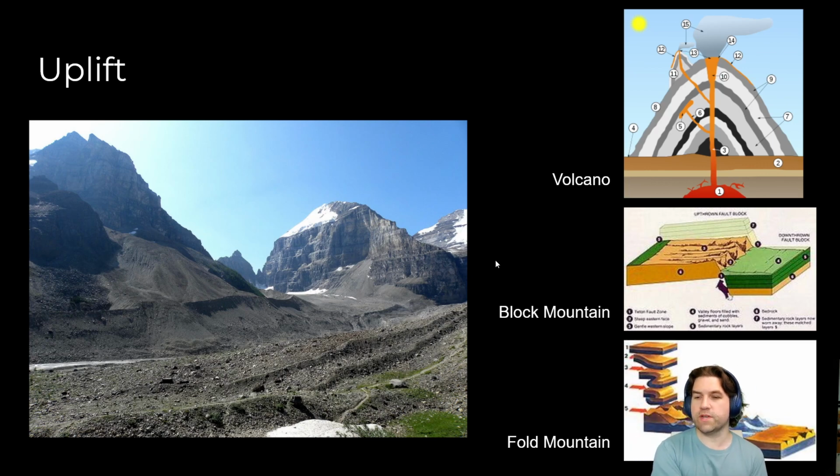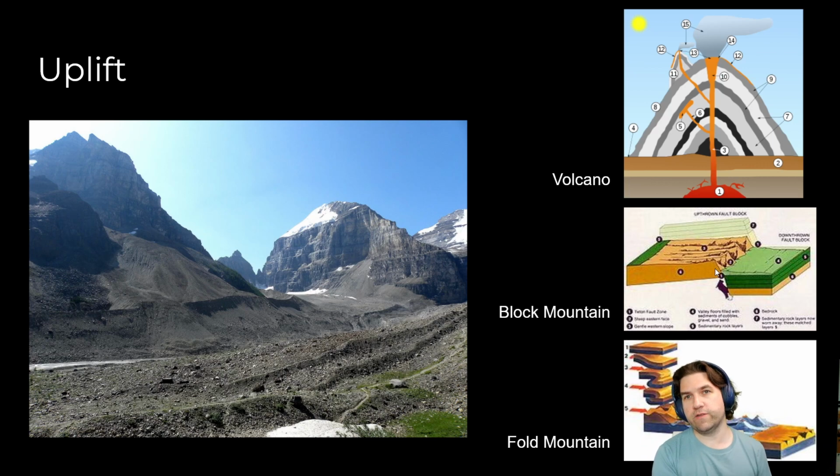There's other forms of uplift as well. For instance, a volcano is where magma will pool up from the earth and it will start piling up on top of itself, and it creates this sort of conical shape to it, which is why volcanoes are usually pretty round and pretty, sometimes they're domed and sometimes they're conical sweeping up.